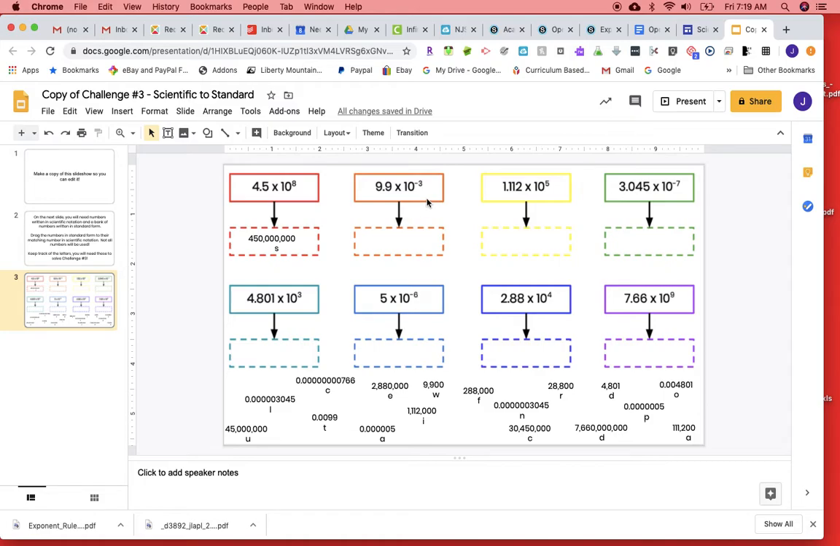9.9 times 10 to the negative third. So we're looking at our negative exponent. So I'm going to add a text box so I can type.